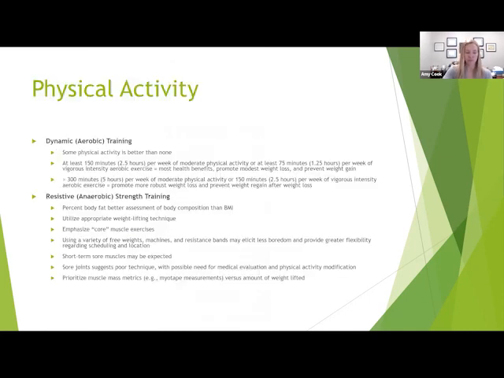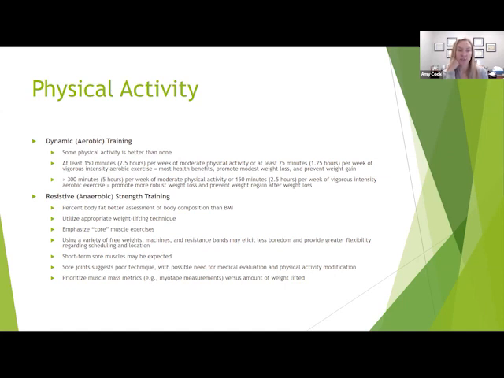Now moving on to physical activity. I think we're all familiar with the recommendations that for general health, people need at least 150 minutes of regular physical activity in a week. However, when we're talking about weight loss or weight maintenance, preventing weight regain, it's going to be more along the lines of 300 to 450 minutes of physical activity in a week.